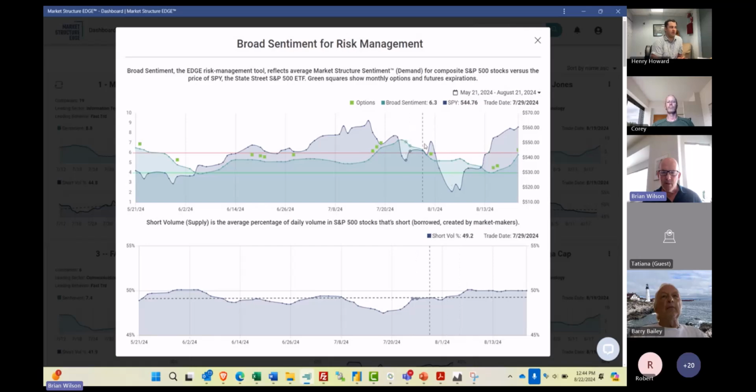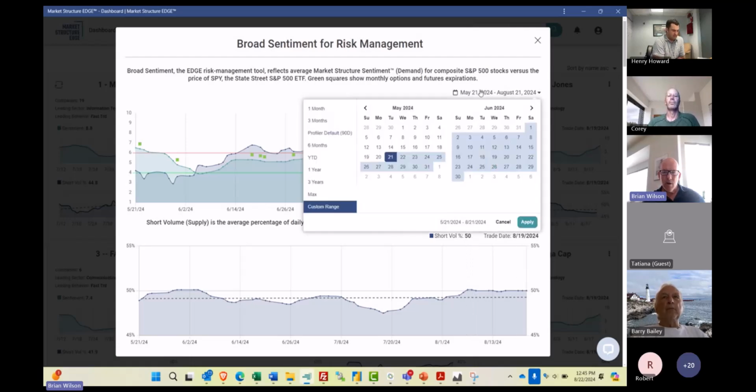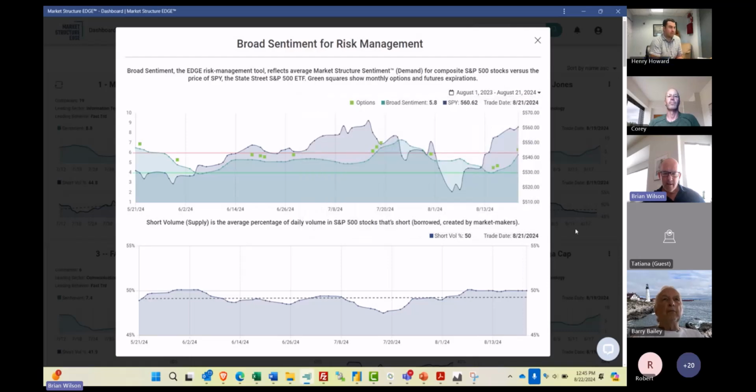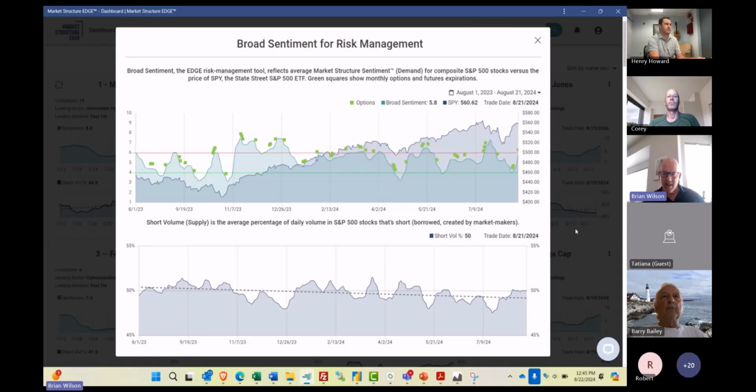Once again, for those that are new, this is market structure sentiment here in green. SPY is this top one, and short volumes are right here. So short volumes have stayed at 50% for over 2 weeks running. And you can run this look backwards a little bit. Let's run it back a year and just show you what pops up in the data. The longer you run it back, everything gets a little bit more crowded together. But you can see just a couple of episodes during the last year.